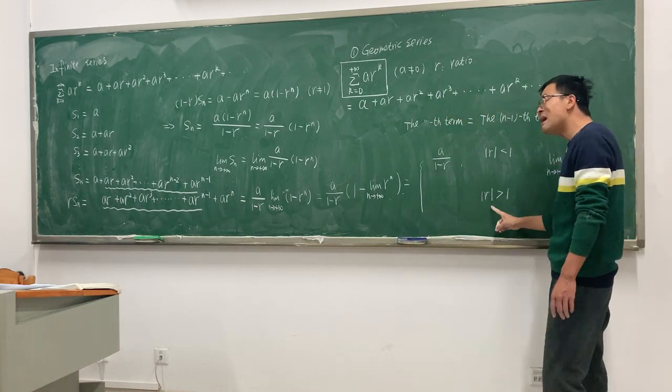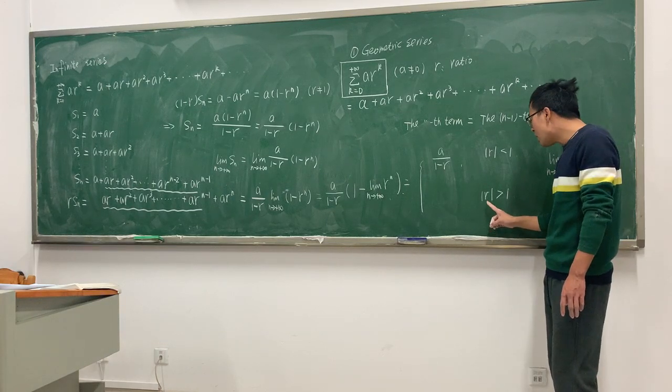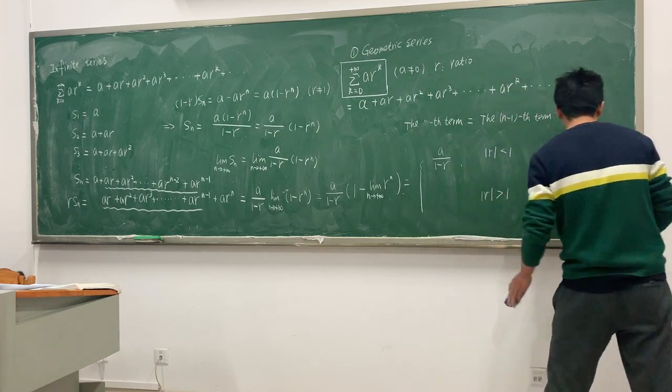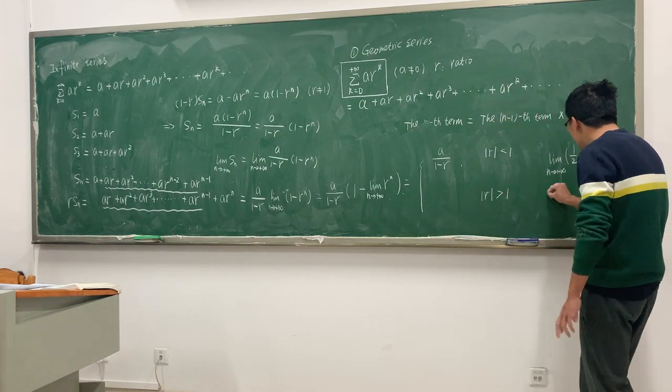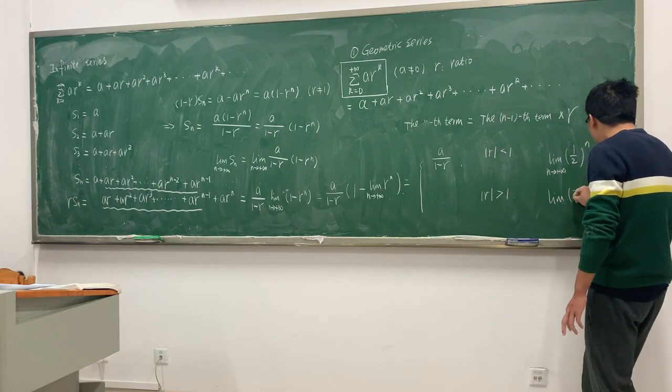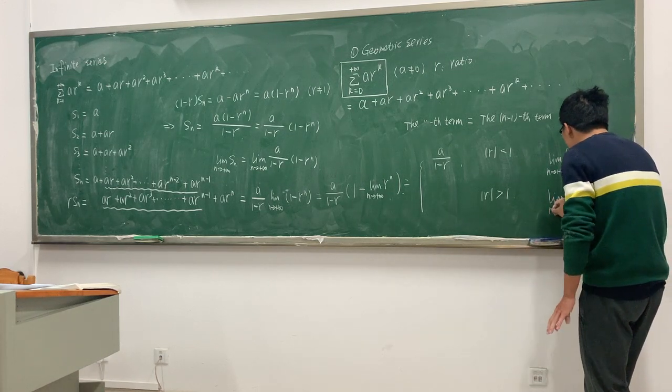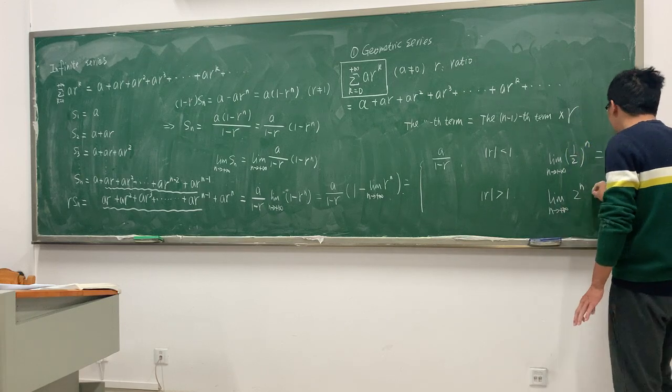Now when the absolute value of R is greater than 1, for example R equal to 2. When R equals 2, we see 2 to the nth power. When n approaches plus infinity, what is this limit?